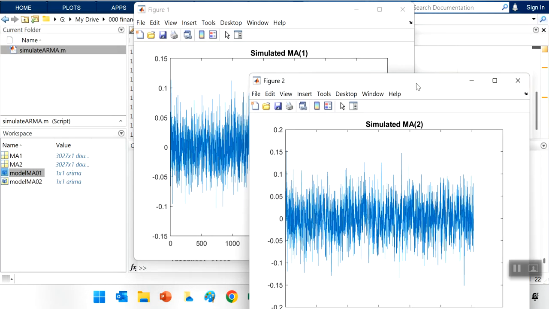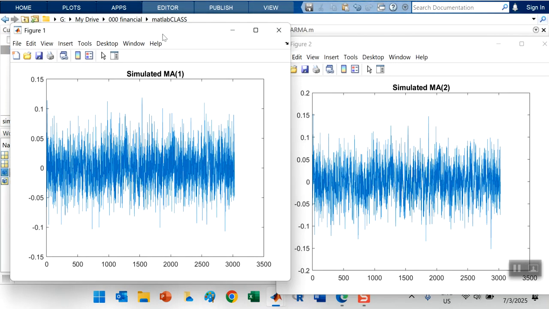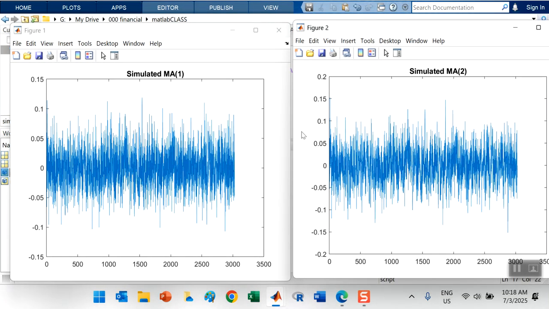Then this is your MA2. Basically, there's not much difference, just that the fluctuation values are also close. So this one actually goes up to 0.1, and this goes up to 0.15. Okay? Because you have the second component influencing the result.